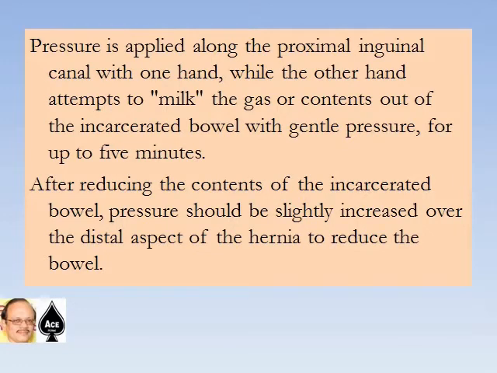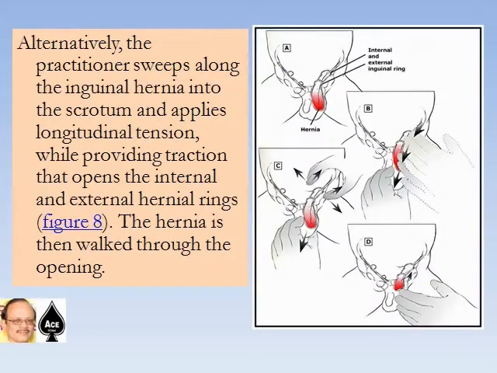Pressure is applied along the proximal inguinal canal with one hand, while the other hand attempts to milk the gas or contents out of the incarcerated bowel with gentle pressure for up to 5 minutes. After reducing the contents of the incarcerated bowel, pressure should be slightly increased over the distal aspect of the hernia to reduce the bowel.